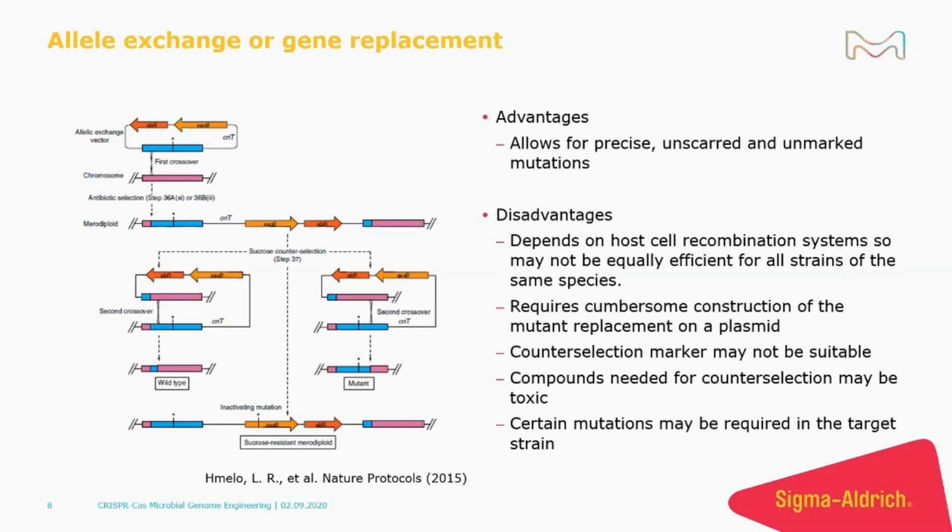Now, there are advantages. This does allow for precise, unscarred, and unmarked mutations. However, there are some disadvantages. It depends on host cell recombination systems, requires mutant gene replacement construction on a plasmid, counterselection compounds may be toxic, and target strains may require certain mutations.